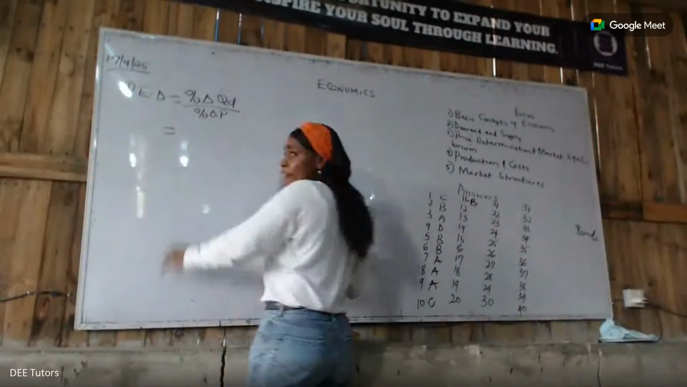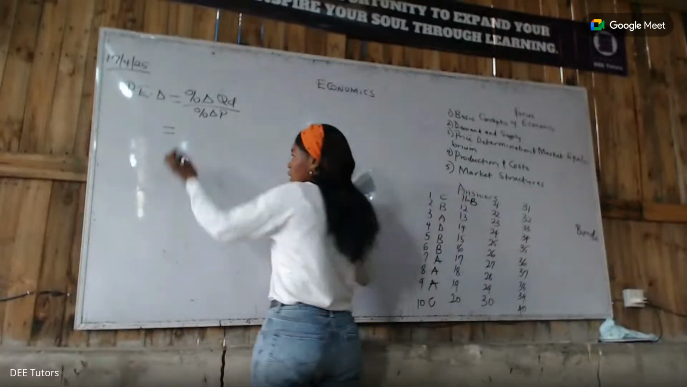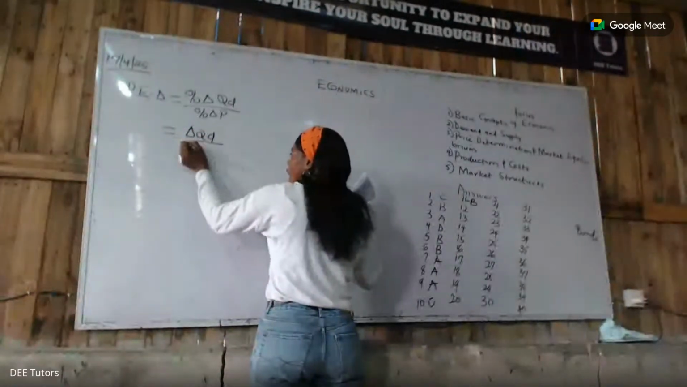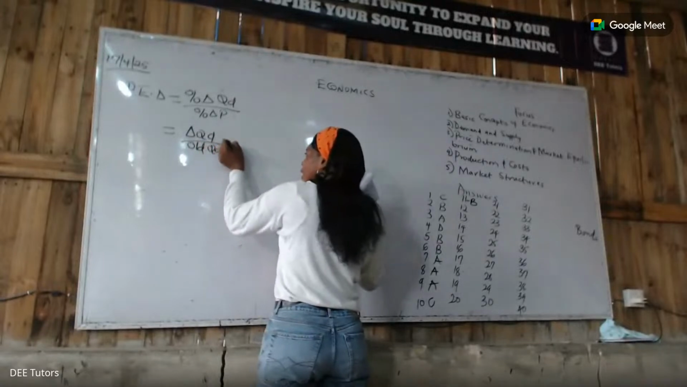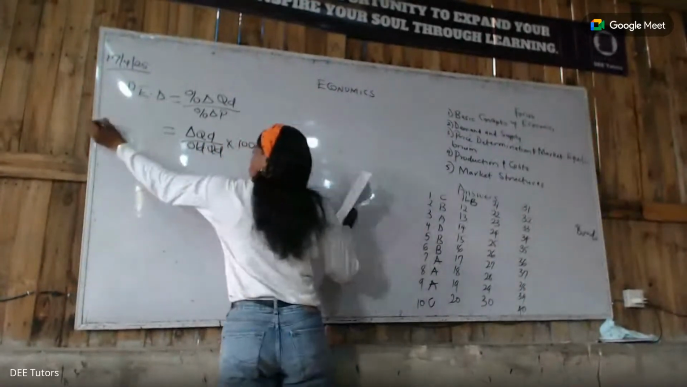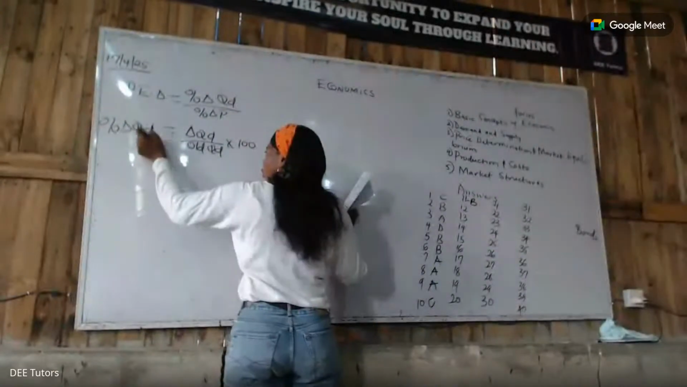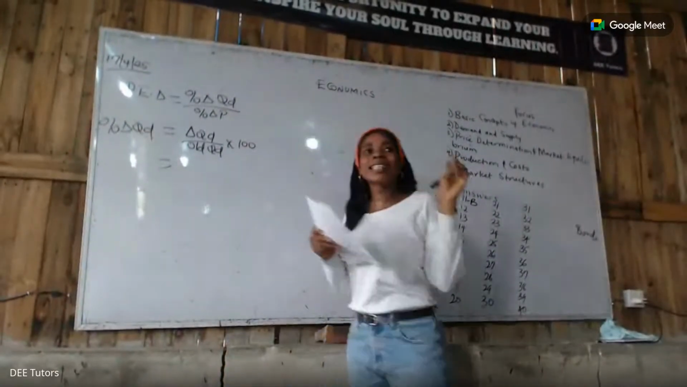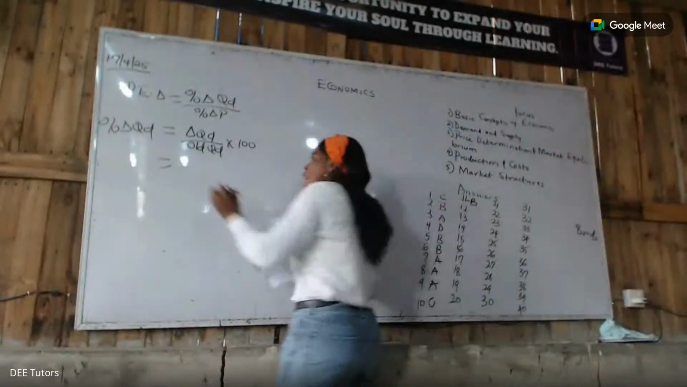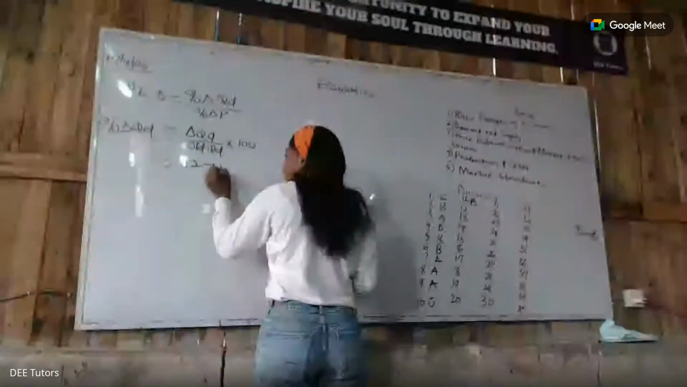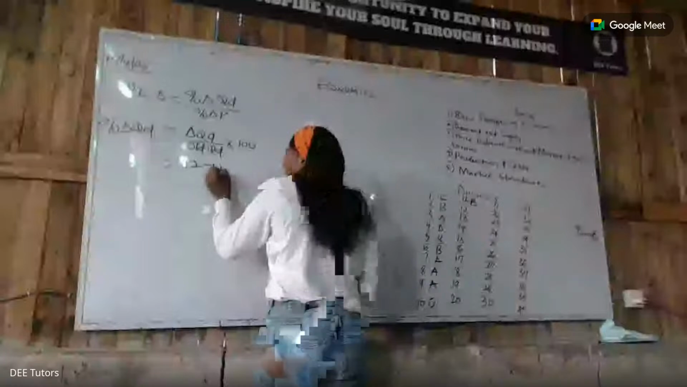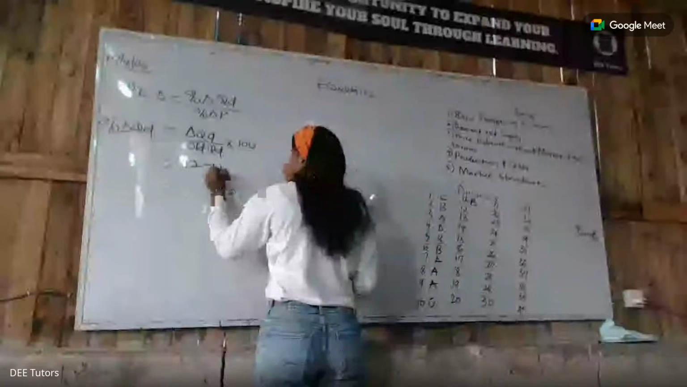What is the formula for percentage change in quantity demanded? Change in quantity demanded over old quantity demanded times 100. So what is the change in quantity demanded from that table? That will be 12 minus 10, all over 10, the old quantity, times 100. So we have 2 over 10 times 100. So that is 20%.